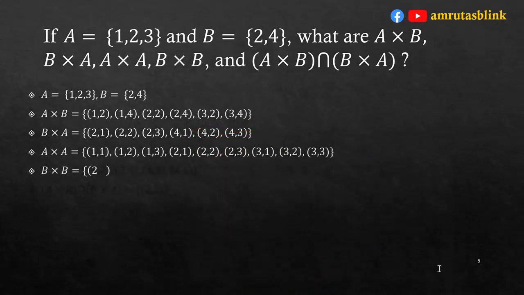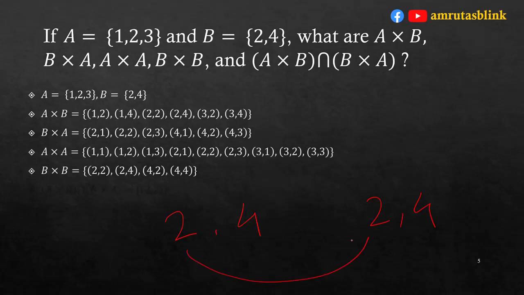Next question is, we need to find out Cartesian product of B on B. So we'll write down first set B and again set B. So Cartesian product of B on B will have (2, 2), then (2, 4), then (4, 2) and (4, 4). In order to find out Cartesian product of sets, order of the elements is extremely important.